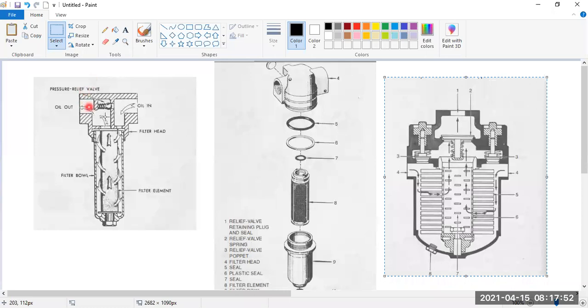This is a bypass valve. Pressure relief valve means a bypass valve. In case there is a clogging of the filter, my system should still be operating.